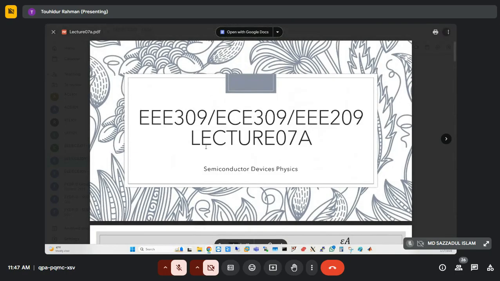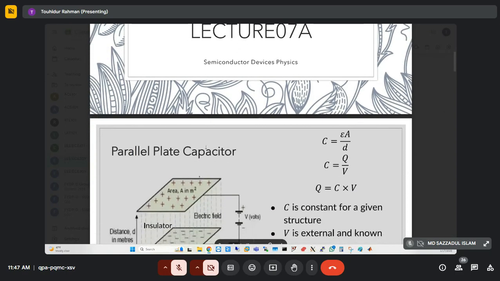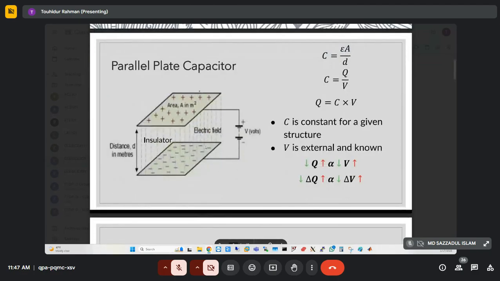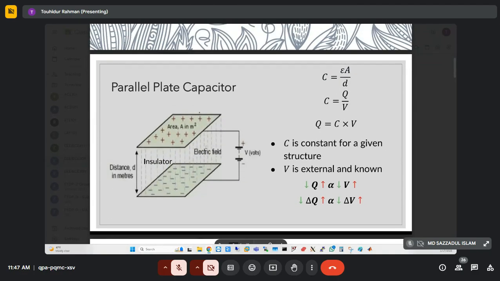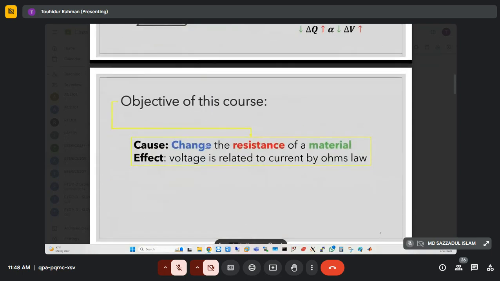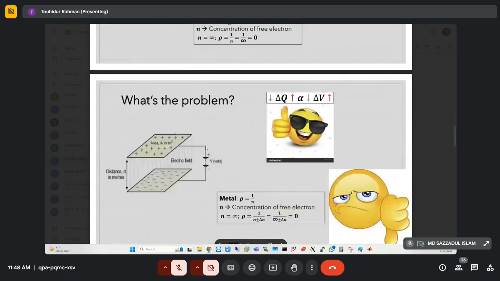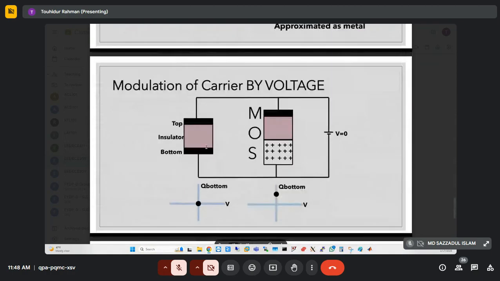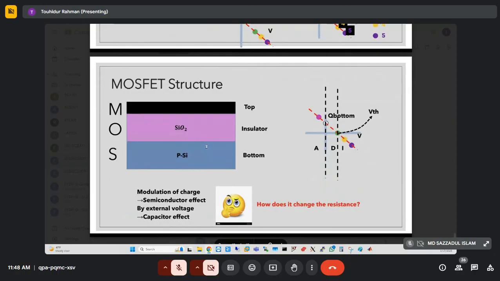Sir, could you please reiterate regarding how MOSFET is responsible for changing resistance? How MOSFET is responsible for changing resistance? Could you please reiterate that?